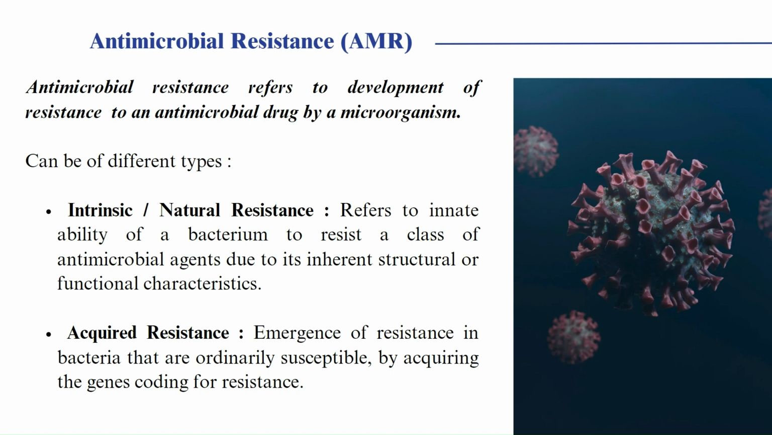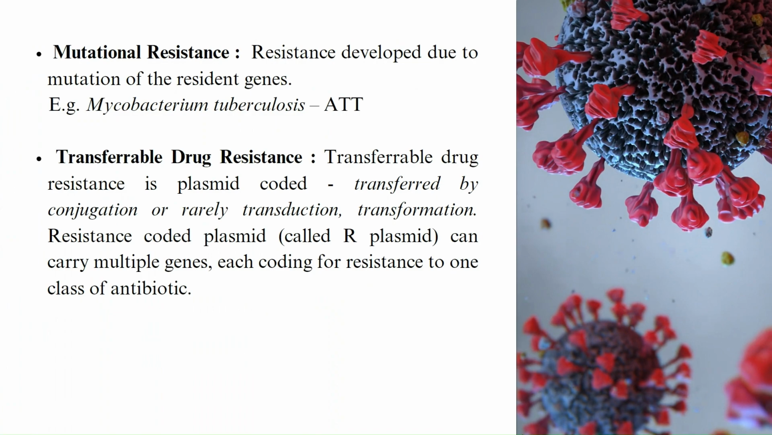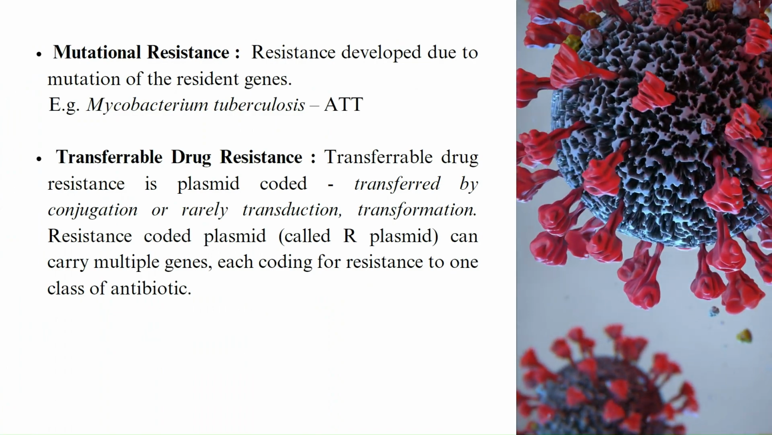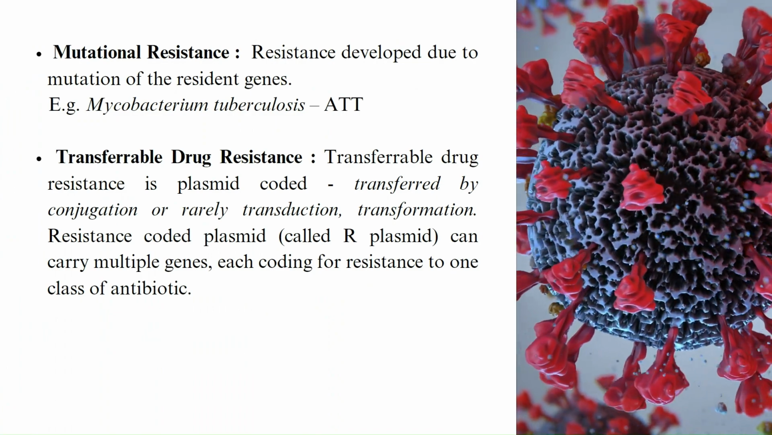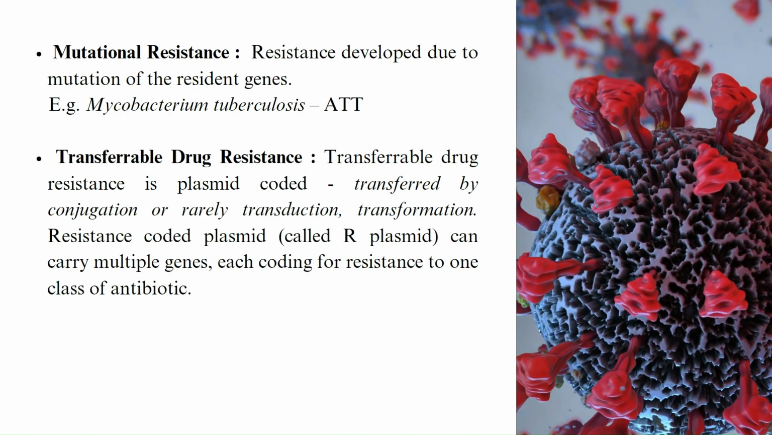Intrinsic or natural resistance refers to the innate ability of a bacterium to resist a class of antimicrobial agents due to its inherent structural or functional characteristics. Acquired resistance is attained by the emergence of resistance in bacteria that are ordinarily susceptible, by acquiring the genes coding for resistance. Mutational resistance is the resistance developed due to mutation of the resident genes. Mycobacterium tuberculosis is a popular example.